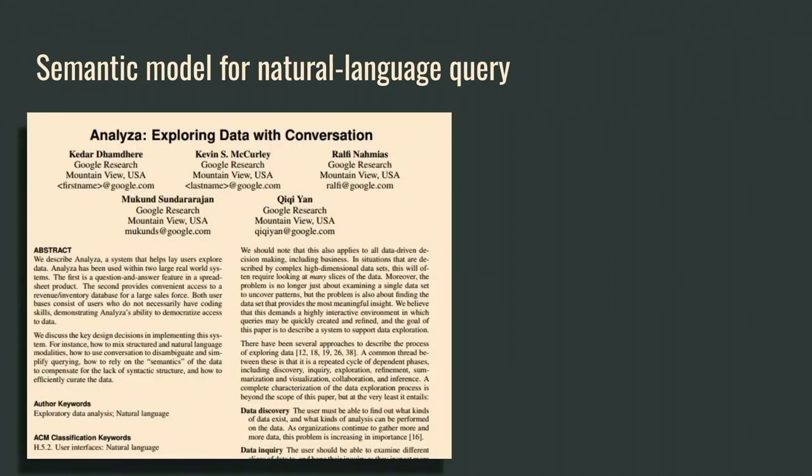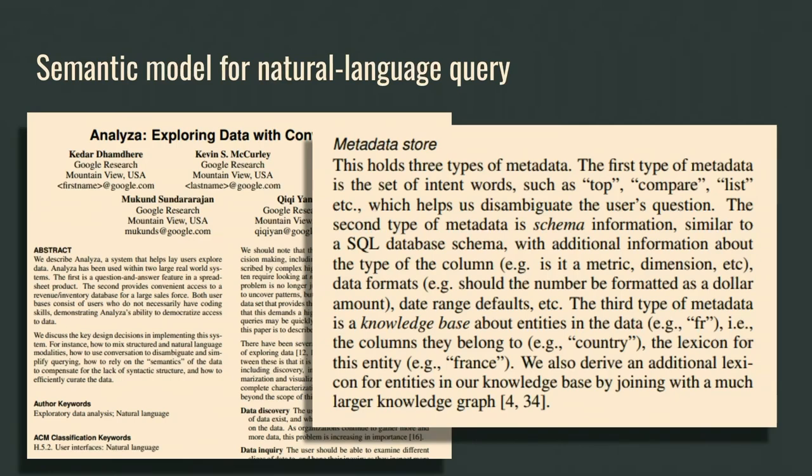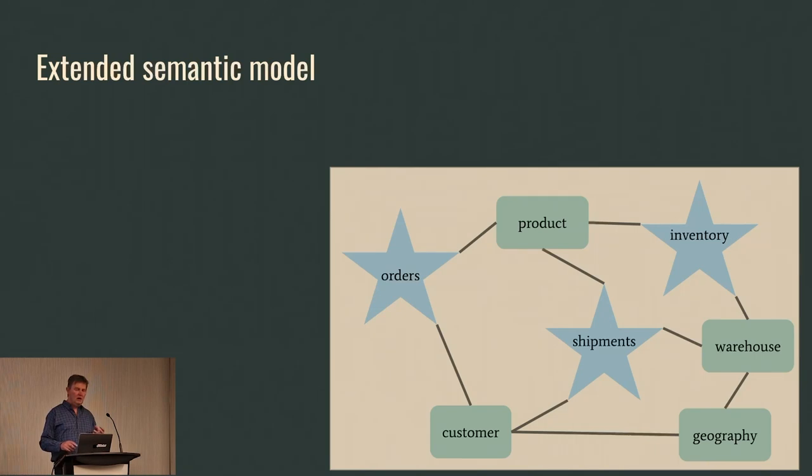And I claim, and this is a paper written about 5 years ago about natural language query, and in it they're explicitly saying we need to be based on a model that is based on measures, right? I'm also interested in the extended semantic model.